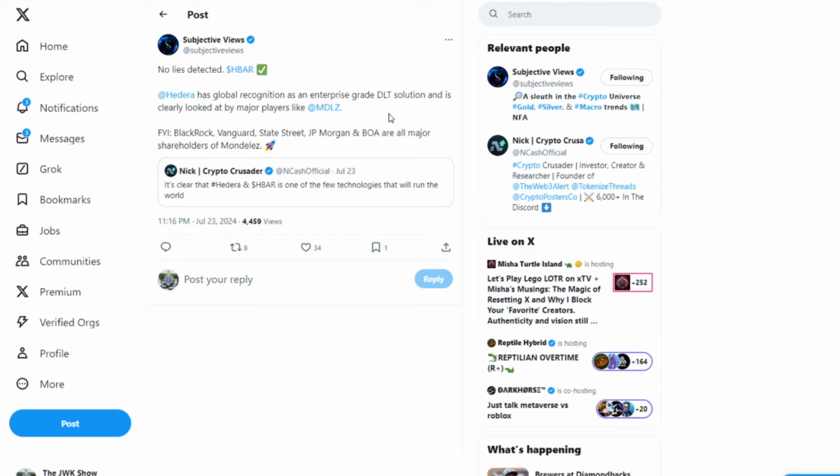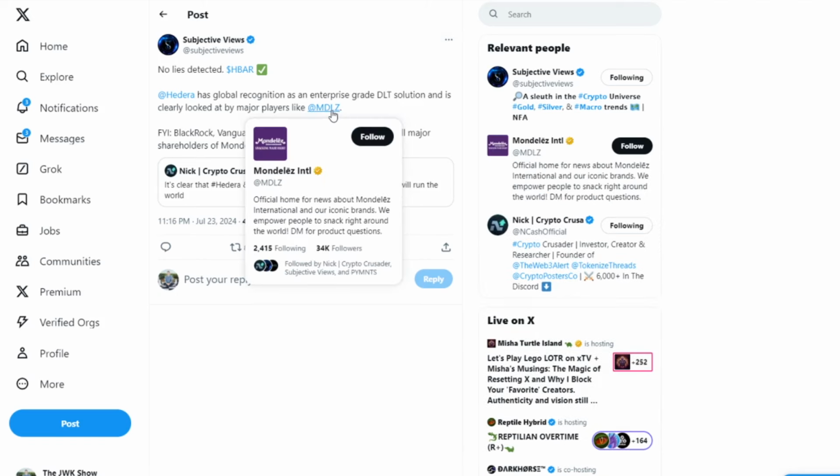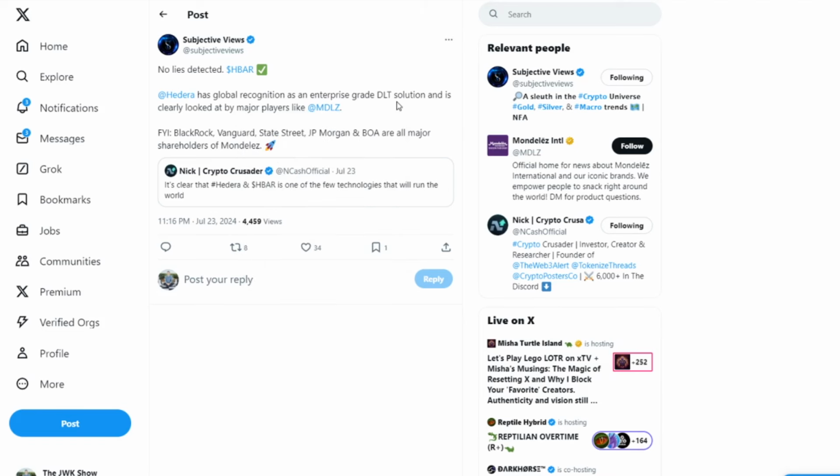And lastly, we have HBAR as well. Hedera has global recognition as an enterprise-grade DLT solution and is clearly looked at by major players like Mondelez. We have Mondelez International, and these guys are backed by BlackRock, Vanguard, State Street, JP Morgan, Bank of America, essentially all of the big 1% players. They are major shareholders of Mondelez, right? So with Mondelez choosing HBAR, this is very bullish for HBAR, also an ISO token, and it eventually should be a top 10 digital asset as well.